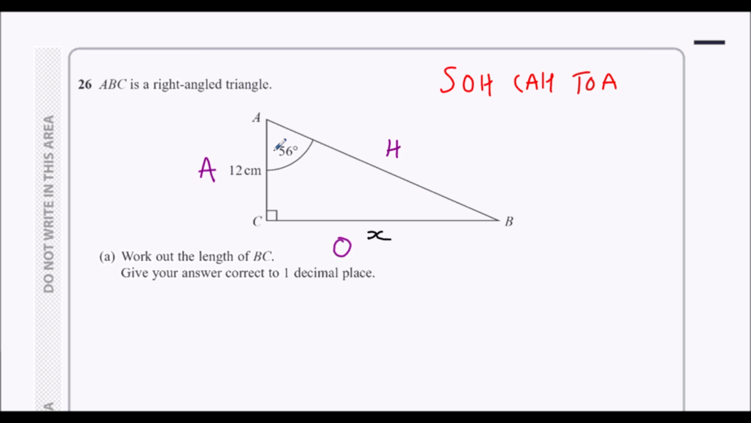So in this question, we're using A because we know it, it's 12, and O because we want to find out what it is. We're not going to use H. So it's TOA, which is tan. And that means tan of the angle is equal to O over A.